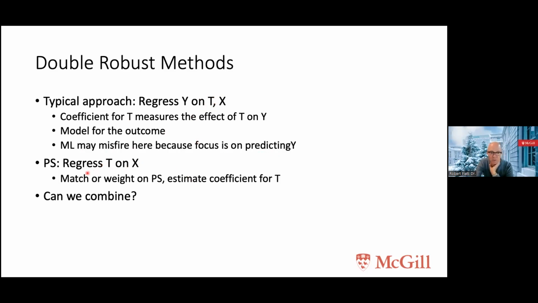Propensity scores: we can regress T on X and then match or weight on the propensity score and then estimate the coefficient for T using that matched sample or that weighted sample. That works as we were just discussing. There are potential problems there, at least theoretically, with machine learning tools for the propensity score. On the other hand, in both cases, we're dependent on either this model being correct or this model being correct in order to make our approach work.